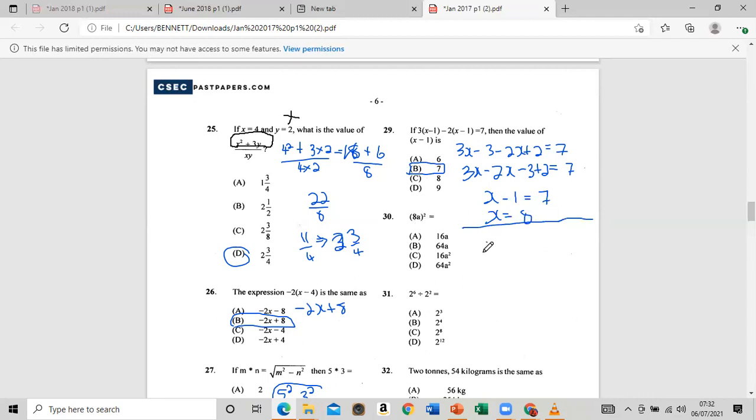8 squared is 8a times 8a. 8 times 8 is 64. And then a times a is a squared. So we are left with D.